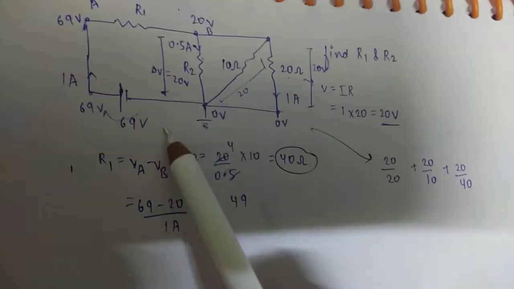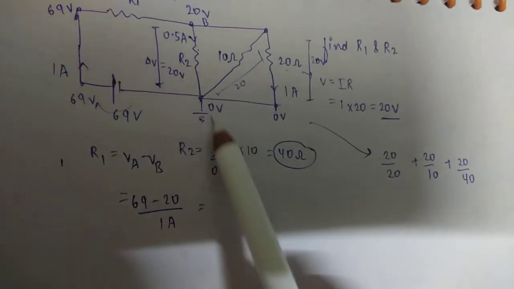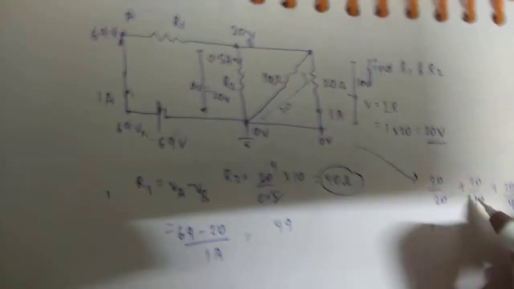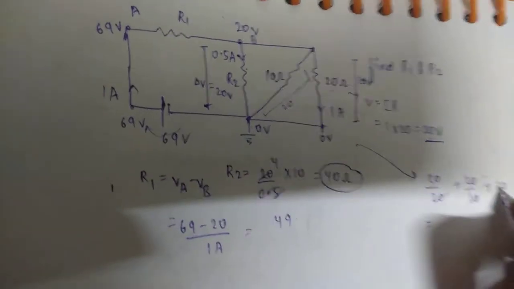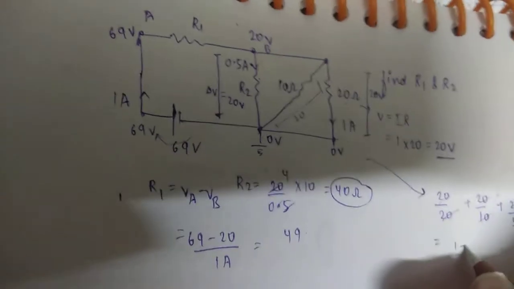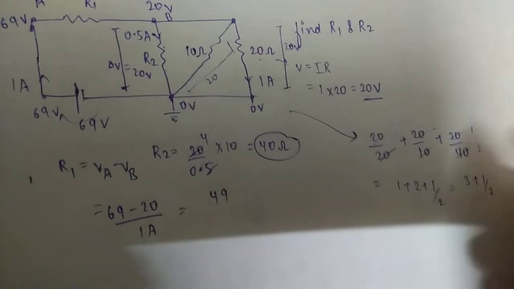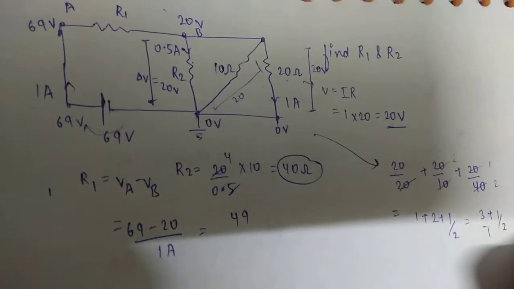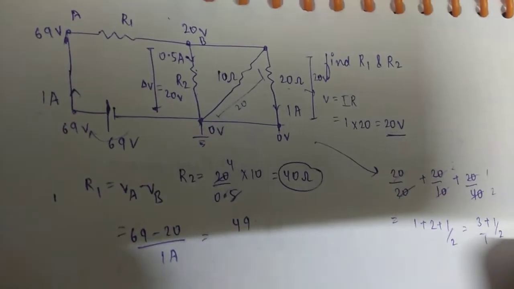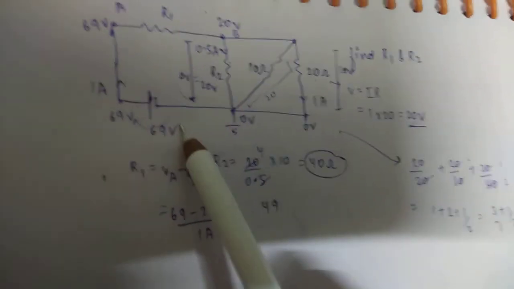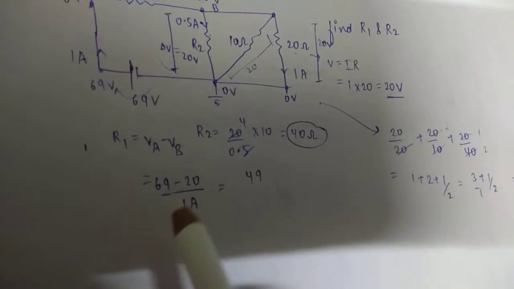Okay, it is simply given 0.5, so I will simply add this, so it will be 1, 2, and it will be 1 by 2. So 1 plus 2 plus 1 by 2, I will get 3 plus 1 by 2, that would be 7 by 2. Okay, so the current flowing from all of this I will get here as 7 by 2, and from here I have to find now.